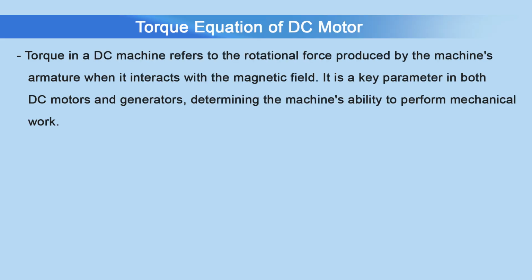Now we will see how we can derive the torque equation for a DC motor. Torque is one of the important parameters for the DC motor. Torque is basically a rotational force produced by the machine when the machine armature interacts with the magnetic field. It is a key parameter in both DC motors and generators, determining the machine's ability to perform mechanical work. Let us start the derivation of the torque equation for a DC motor.